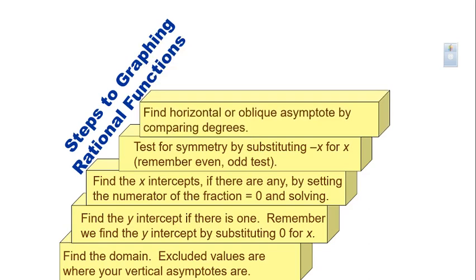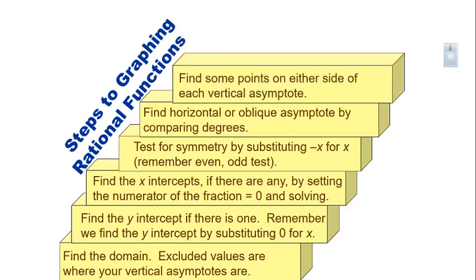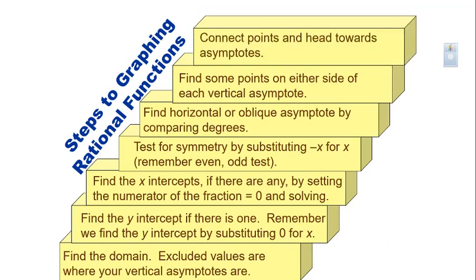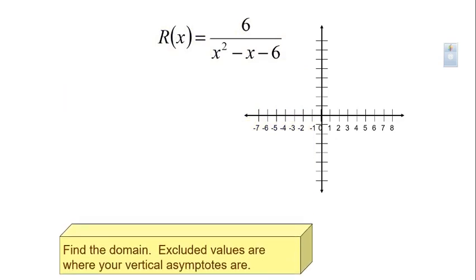You want to check for horizontal and oblique asymptotes by checking the degrees of the numerator and the denominator and doing division as necessary. And then you want to plot some additional points on either side of the vertical asymptotes to get an idea of where the graph is going to go through. Then you'll join those points using a smooth curve. So let's take this example.